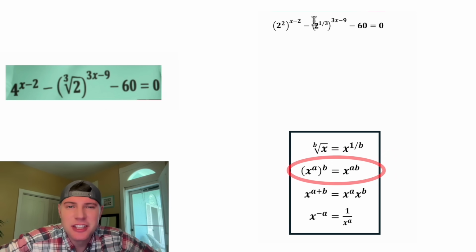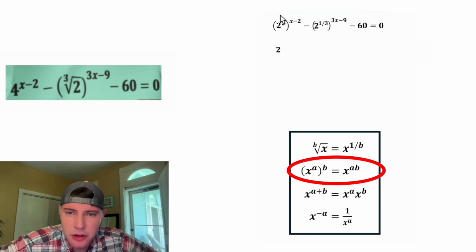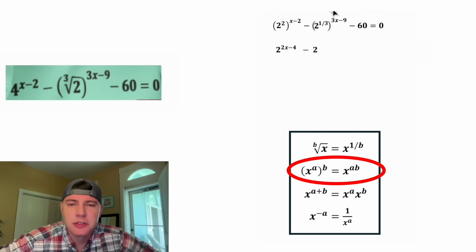So we can change this cube root of 2 into 2 to the 1/3. And then next we can use these notes right here. Anytime you have the quantity x to the a to the power of b, you multiply these two exponents. It'll give you x to the ab. So we can do the same thing here. This 2 will distribute to both the x and the negative 2. So it ends up being 2 to the power of 2x minus 4. And same thing here, the 1/3 is multiplied by the 3x to give us x, and then we're going to subtract 1/3 times 9, which is 3.